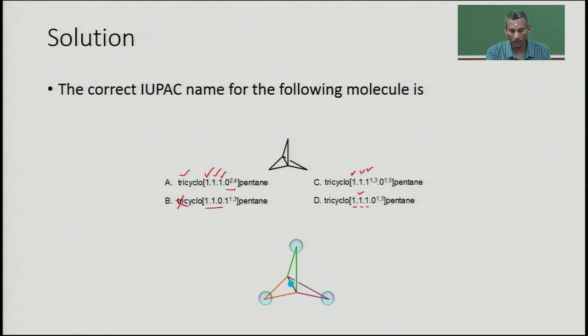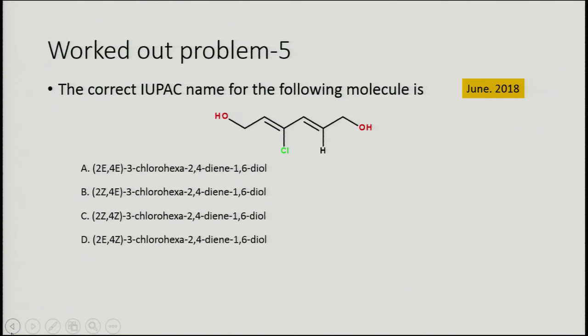Now, we have to only look at 0 and 1. As we have seen in the previous one, the smallest bridge should get the smallest number. So, that means 0 is an acceptable number. This one is already ruled out, we do not have to look into that. This is also having 0, but this one is having 2 connections, so it is not possible in this particular case. So, this name is also ruled out. Now, we are left with only 2 names, and we have to confirm which one is the correct name. As you know, the bridge also has to get the smallest number. Here 2 and 4 is a higher number compared to 1 and 3. So, 1 and 3 should be given the smallest number. In that case, the name for this compound is tricyclo[1.1.1.0^1,3]pentane. Okay, let us look at the next one.